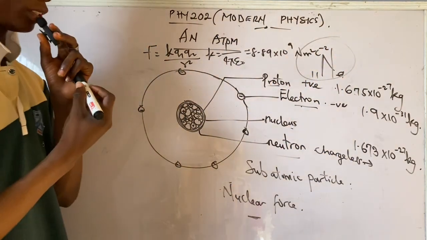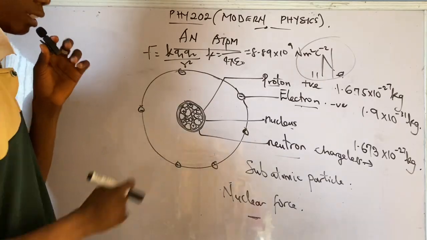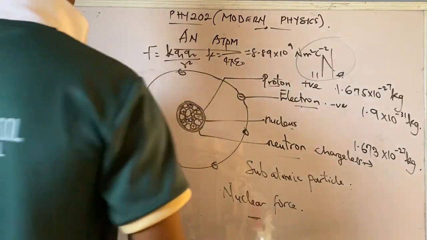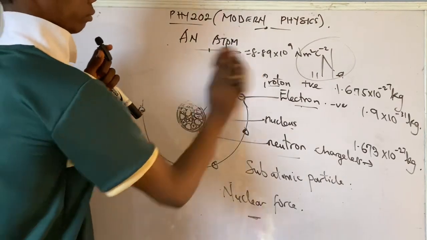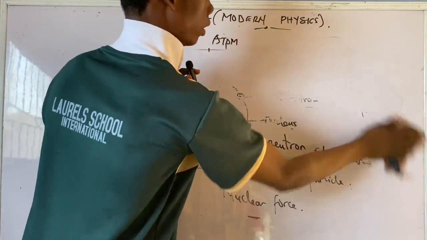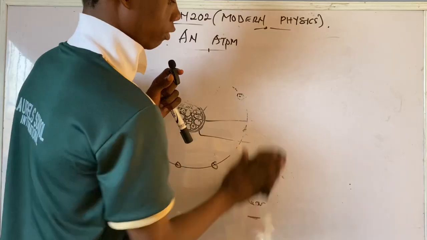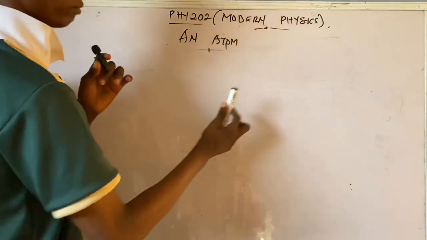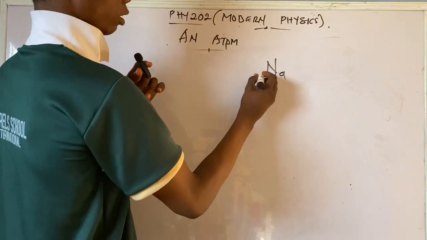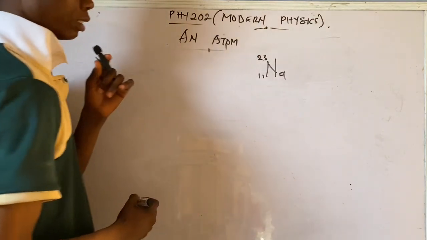So this is a quick introduction to what an atom is. So let's try to illustrate with a sodium atom. A sodium atom is an atom with the atomic number 11 and the mass number 23. This is how it is written: atomic number 11, mass number 23.